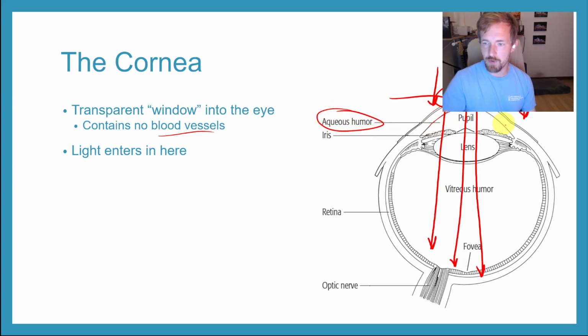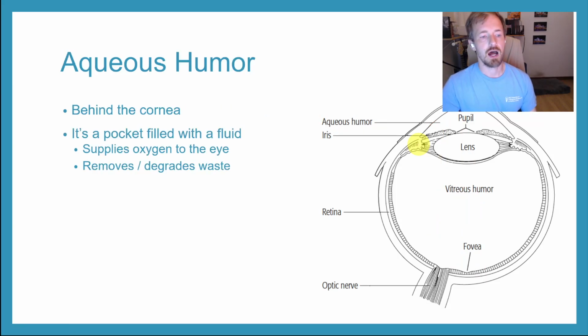So this pocket right behind the cornea is going to be what supplies the cornea and other parts of the eye with oxygen, and that oxygen is going to keep those cells alive. It is also going to remove waste that gets trapped back there. So that's the aqueous humor. So light is coming in, is passing through this transparent window, and it's going to keep moving through this fluid.